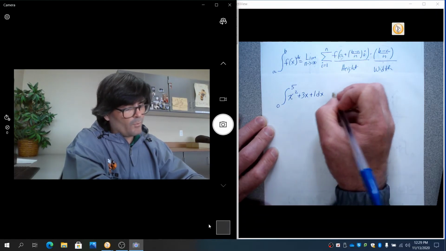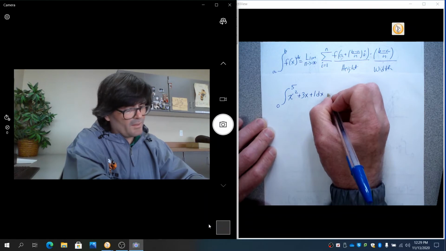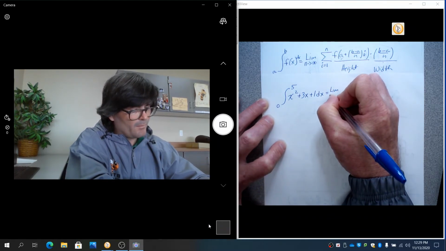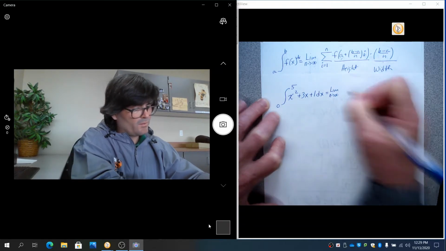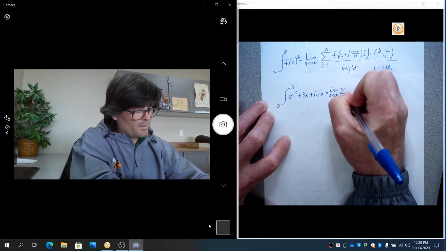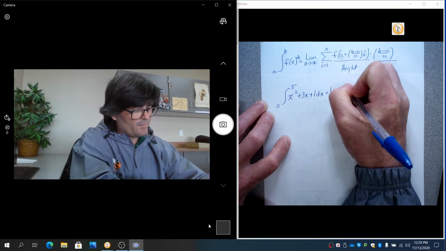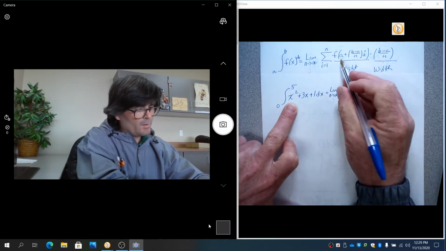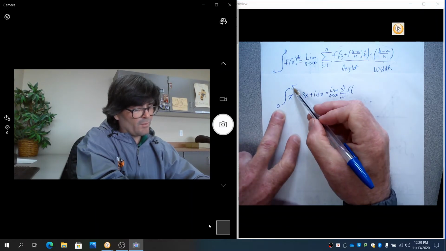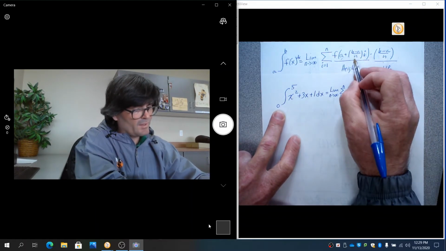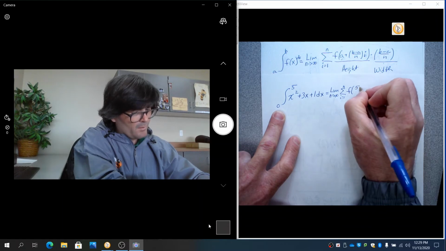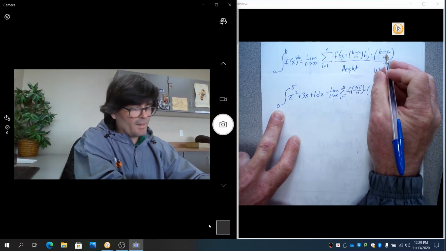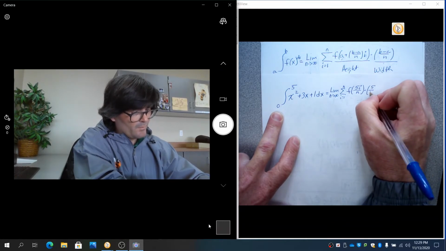So we're going to go over here and set up my formula. The limit as n goes to infinity, sigma goes from 1 to n, we have f of 0 plus the width. The width is going to be 5 over n, so it's going to be 5 over n times i, 5i over n. B minus a over n is 5 over n.